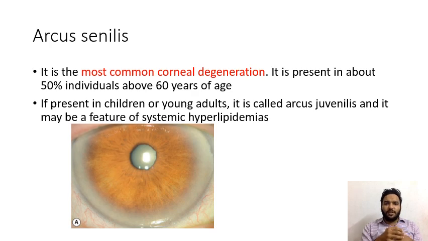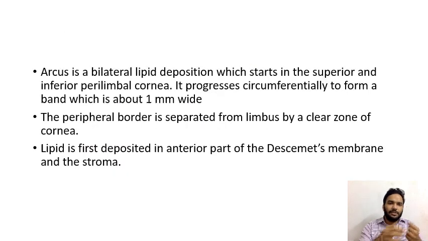If it's present in children, it's called Arcus juvenilis, that you should know. And it may be a feature of systemic hyperlipidemias. Yeah, definitely, because it happens in old age. If it happens early, then you have to check their blood for cholesterol levels.